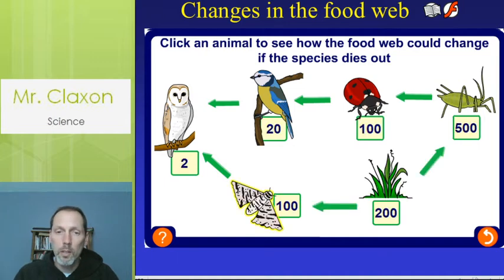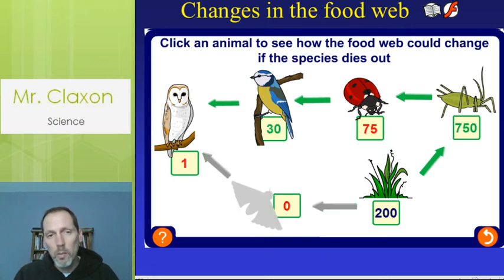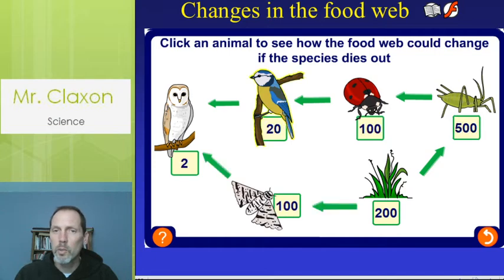We'll go over here and take a look at the moth. Let's say we lose the moth population. Well, that hurts the owl. Its numbers drop. Since there are not as many owls around, the bluebird population actually goes up to 30. But that makes the ladybug population drop, and it makes the prey of the ladybug increase as well. So it has an impact just by losing one animal, and you see how that works.